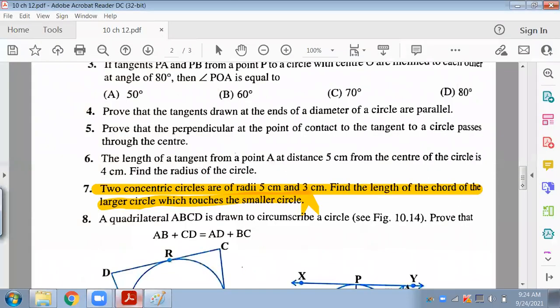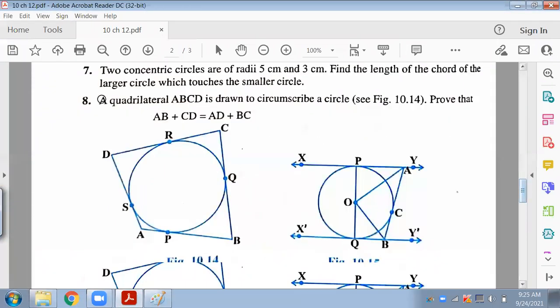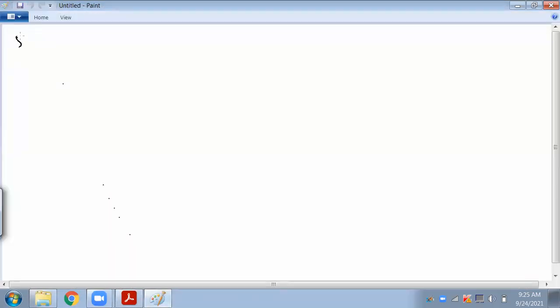Question number 8. A quadrilateral ABCD is drawn to circumscribe a circle. So ABCD is a quadrilateral, and it is circumscribing the circle. That means the 4 sides of the quadrilateral will touch the circle at 4 different points. And you have to prove this. Okay, let's see.